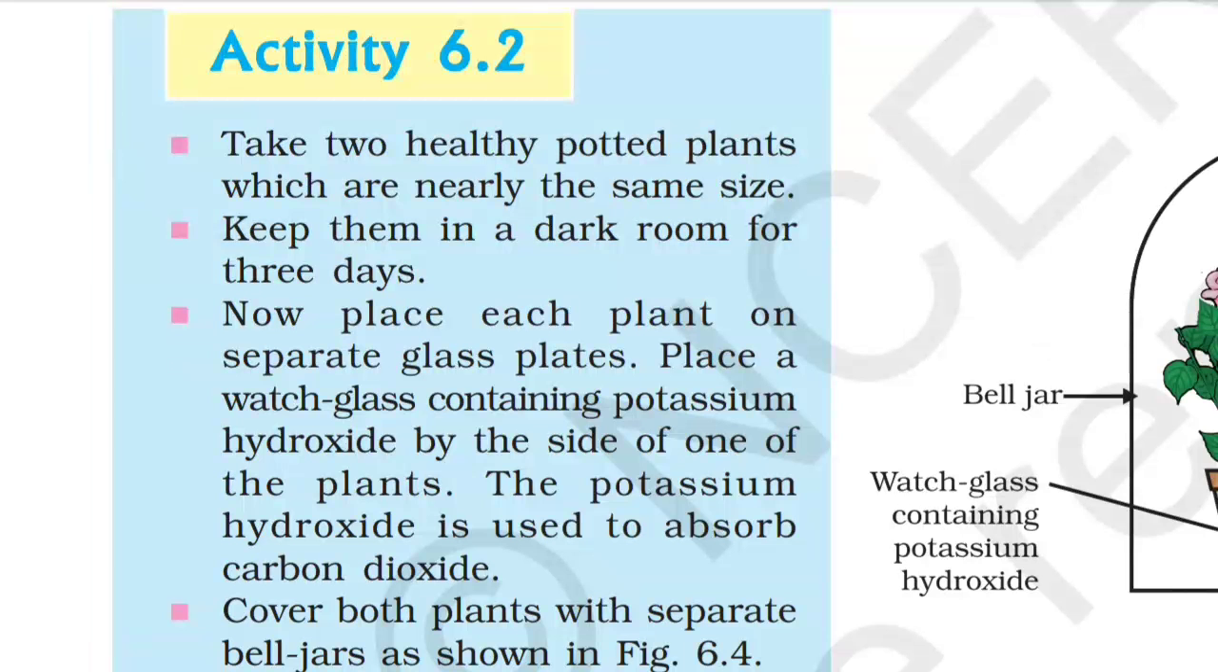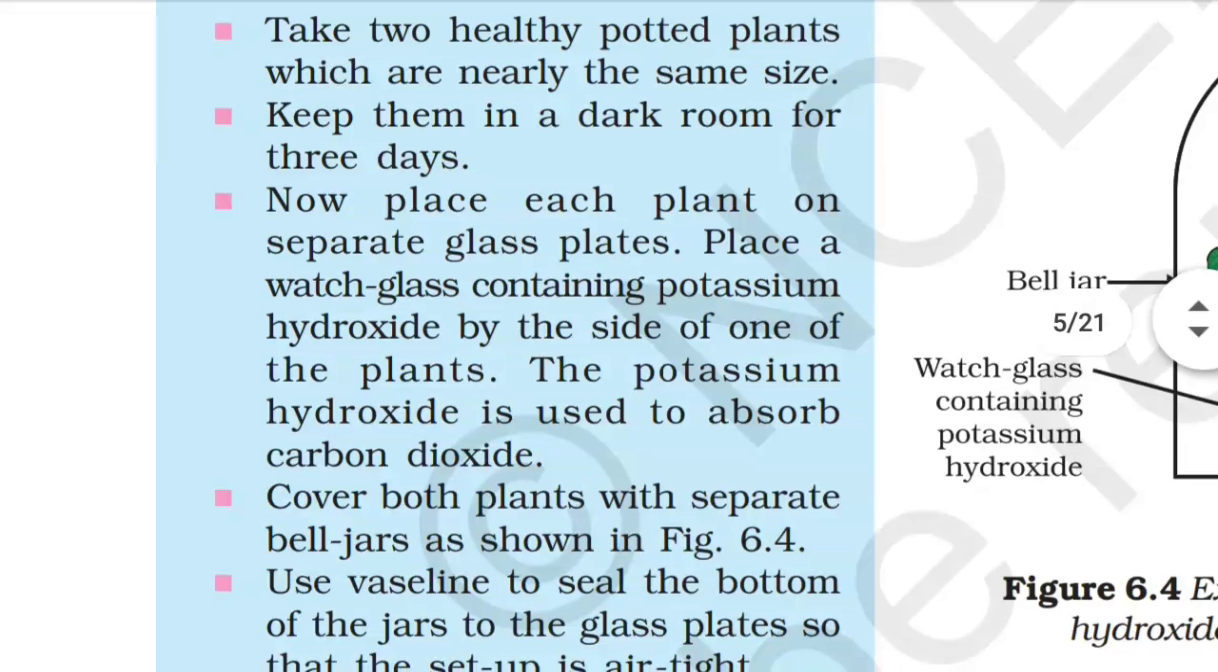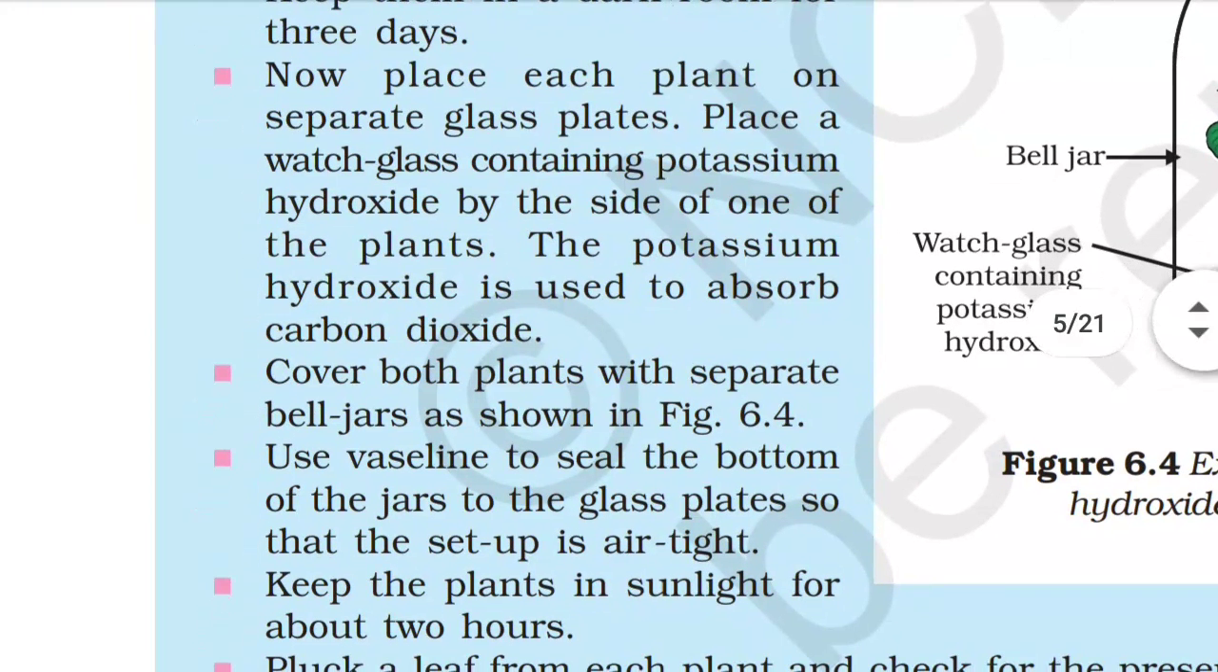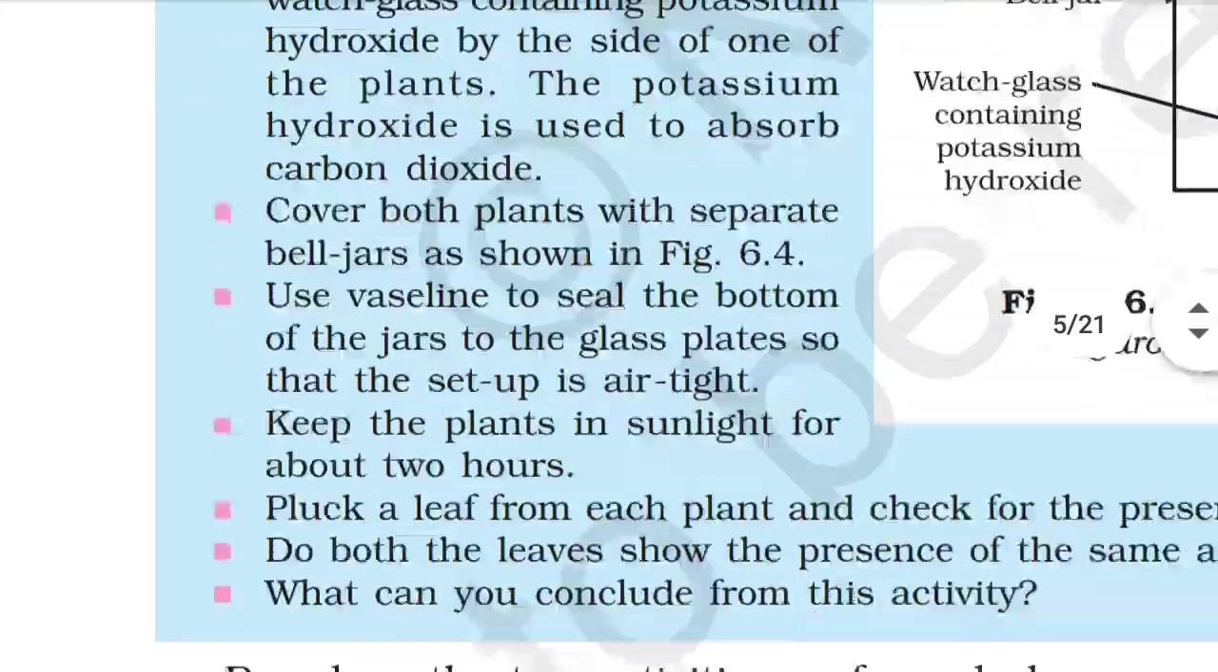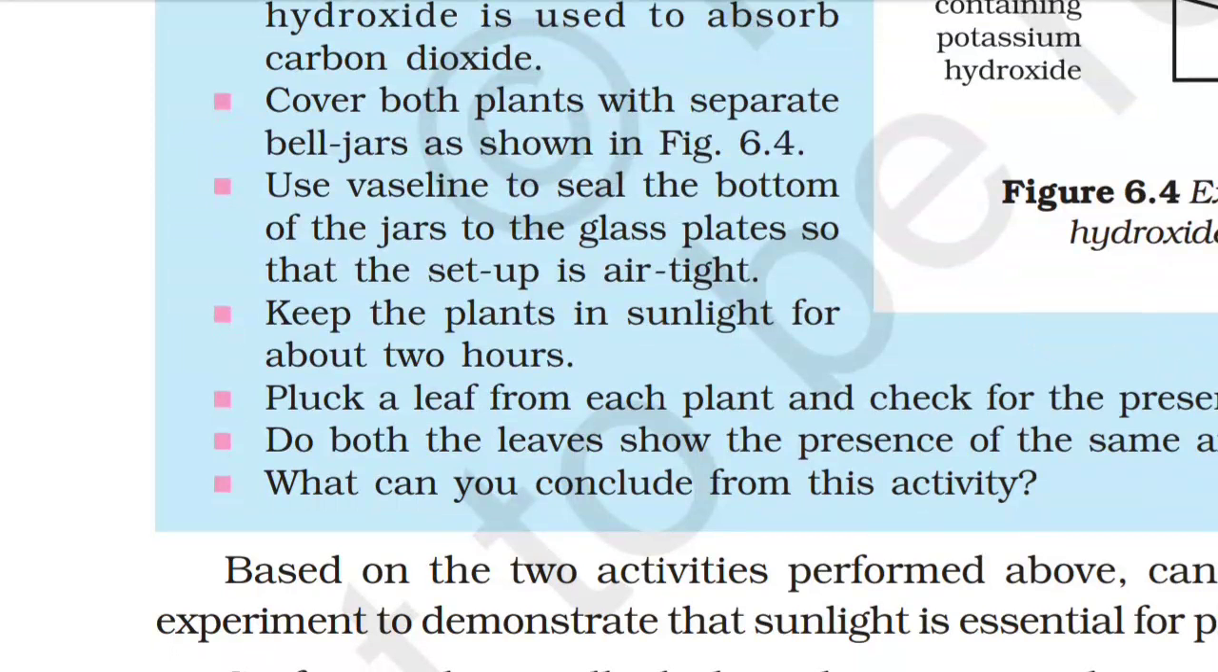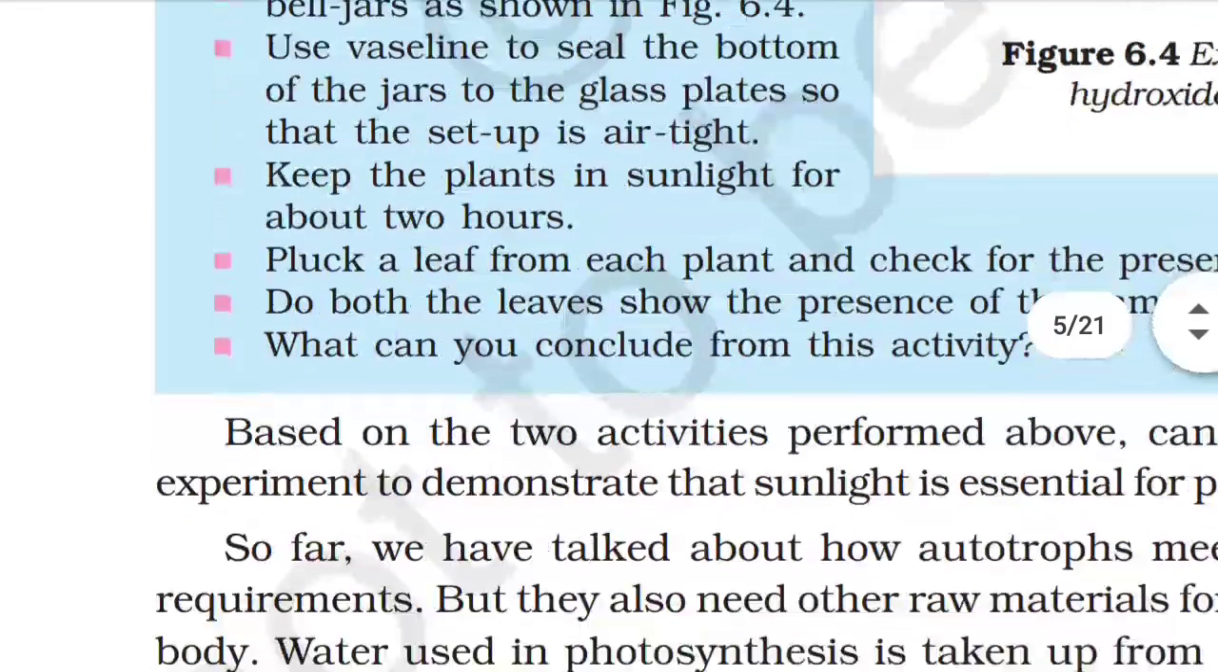Activity 6.2. Take 2 healthy potted plants which are nearly the same size. Keep them in a dark room for 3 days. Now place each plant on separate glass plates. Place a watch glass containing potassium hydroxide by the side of one of the plants. The potassium hydroxide is used to absorb carbon dioxide. Cover both plants with separate bell jars as shown in figure 6.4. Use Vaseline to seal the bottom of the jars to the glass plates so that the setup is airtight.